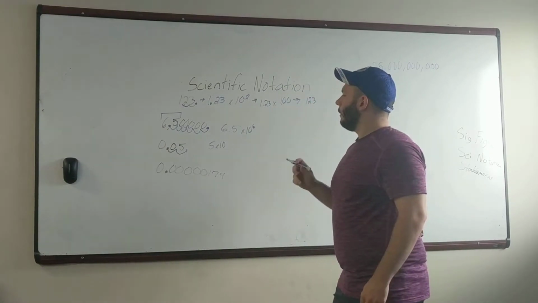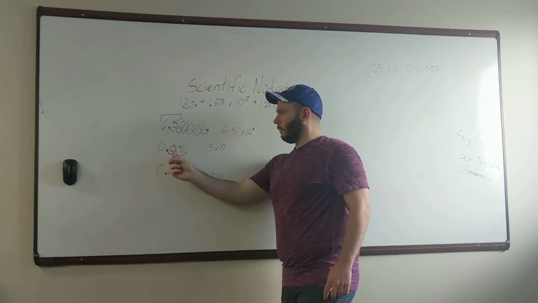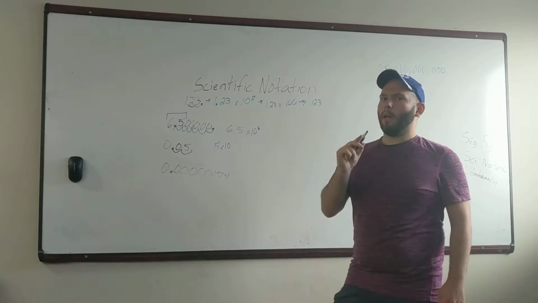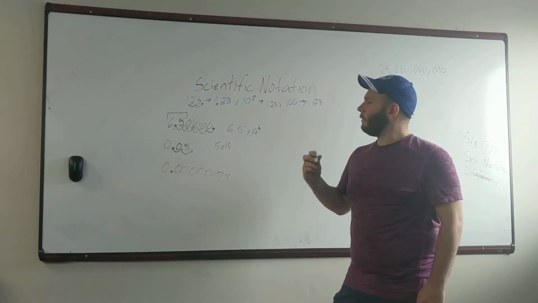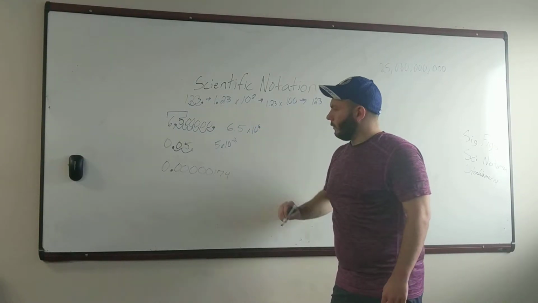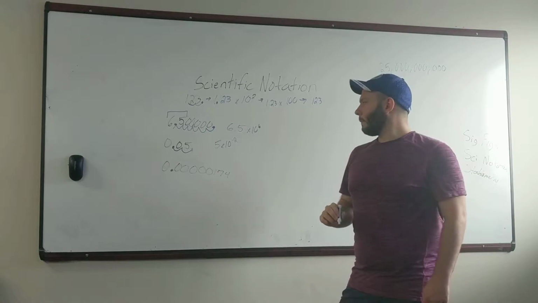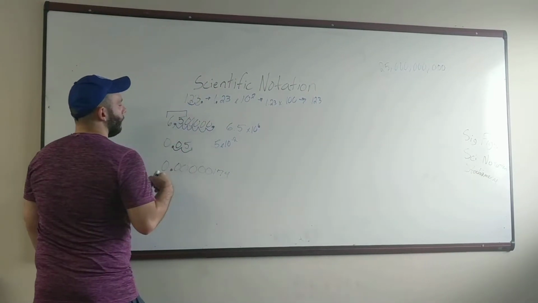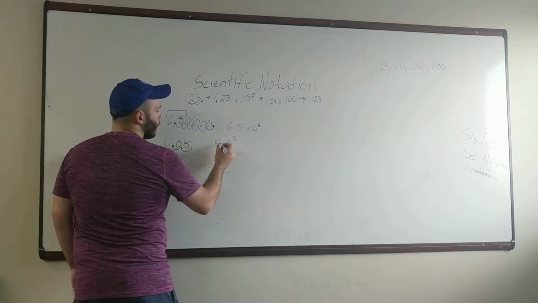Well, we went backwards 2 jumps. So when we go forwards, we have a positive number, and when we go backwards, we have a negative number. This one will be negative 2. So 0.05 is 5 times 10 to the negative second power.